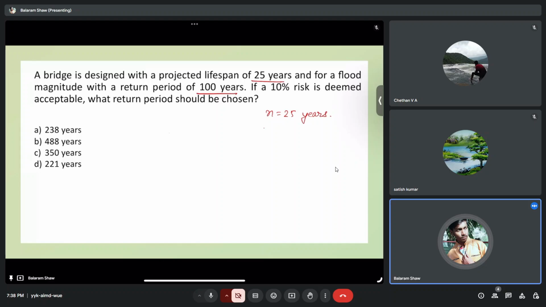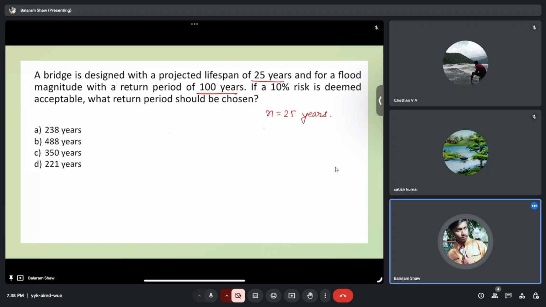If 10% risk is deemed acceptable, what return period should be chosen? We know that R bar is given as 10%. R bar is equal to 1 minus (1 by T) to the power n. So what do we need to find? We need to find the return period. This is the question.